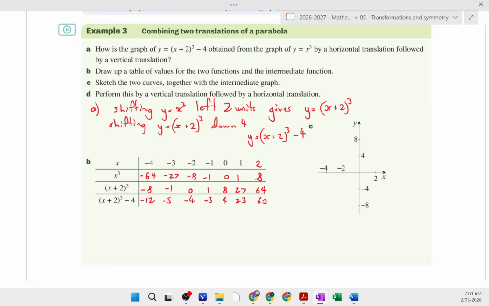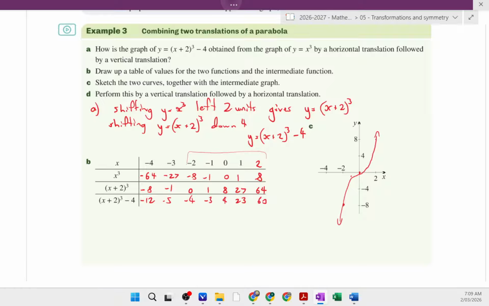We're not really going to graph every point. We've got from minus 4 up to 2. Minus 4 is too far away, but from minus 2 we've got minus 8. Put one there. Minus 1, we've got minus 1, which will be about there. 0, 0, which is there. Then we've got 1, 1, and 2, 8, which is about there. So this is going to look like that. It's not a great drawing, but it'll do.